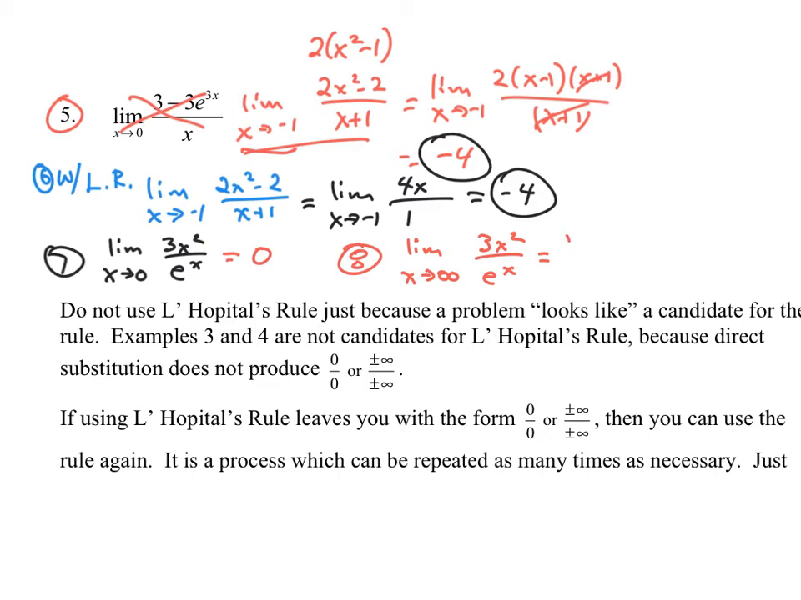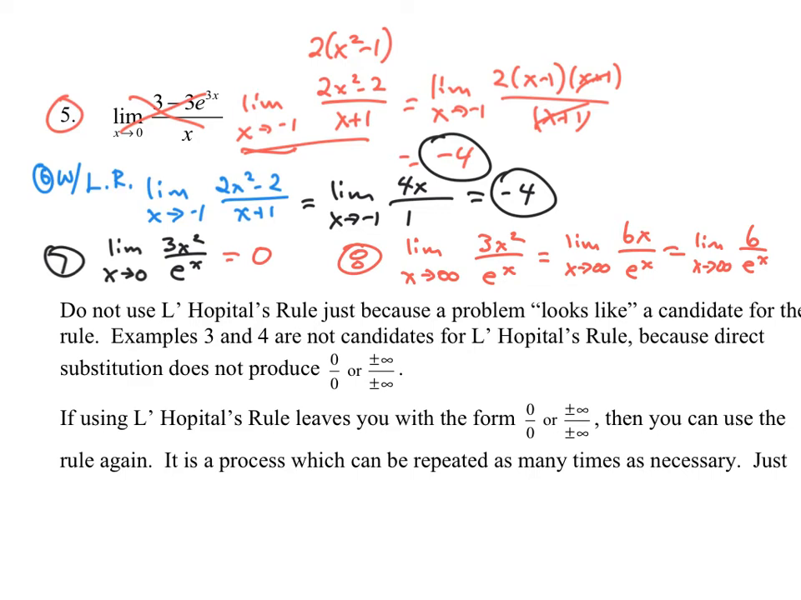So if I rewrite this, the limit as x approaches infinity, I'm going to take the derivative of the top. The derivative of the top is going to be 6x. The derivative of the bottom we said was e to the x. I still have infinity over infinity, but let's go one more time. Limit as x approaches infinity of 6 all over e to the x.